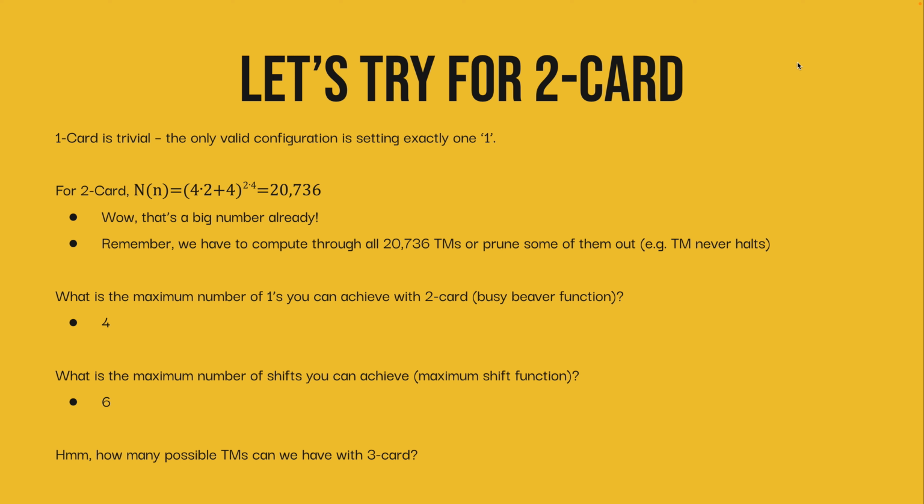For example, if we read the cards on the Turing machine and we know that they never halt, we can eliminate these because they are not relevant for the Busy Beaver problem. Now, we calculated that the maximum number of ones you can achieve with the 2-card Busy Beaver is 4, and the maximum number of shifts you can achieve is 6. So how many Turing machines can we have with 3 cards then?